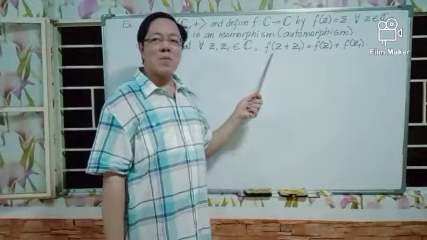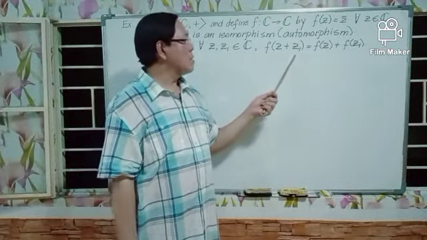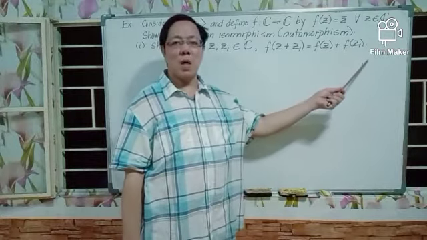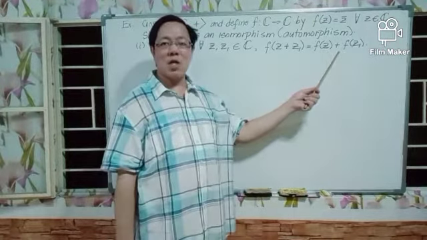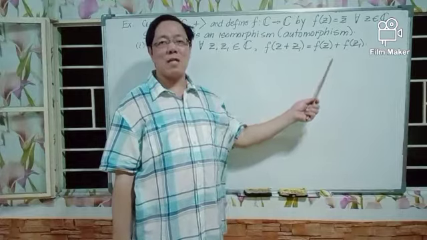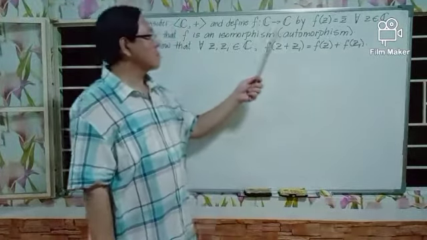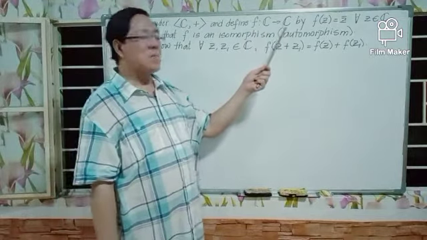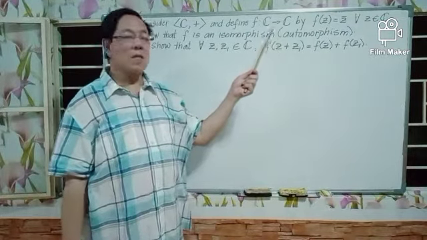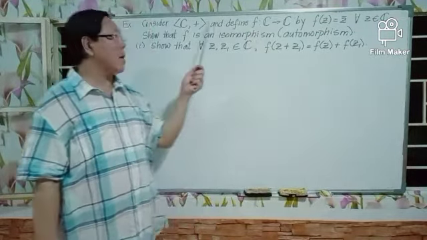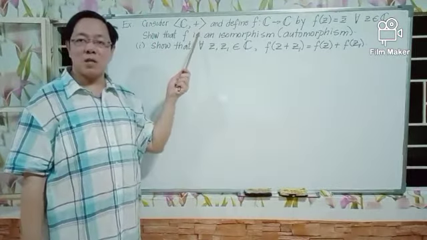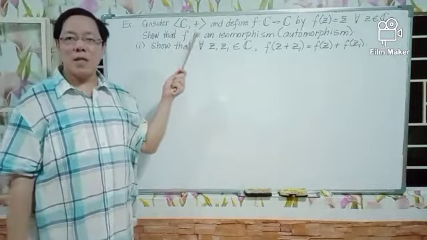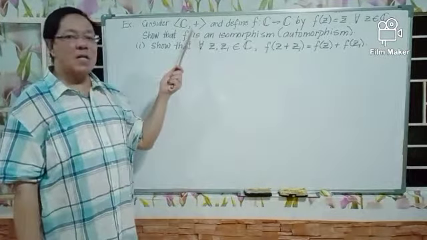We show that f of z plus z sub 1 is equal to f of z plus f of z sub 1. Again, the operation addition is used at the right hand side of this equation because we have a function defined from set C to the same set C, or a function defined from the group of complex numbers under the binary operation addition to the same group of complex numbers under the same binary operation addition.